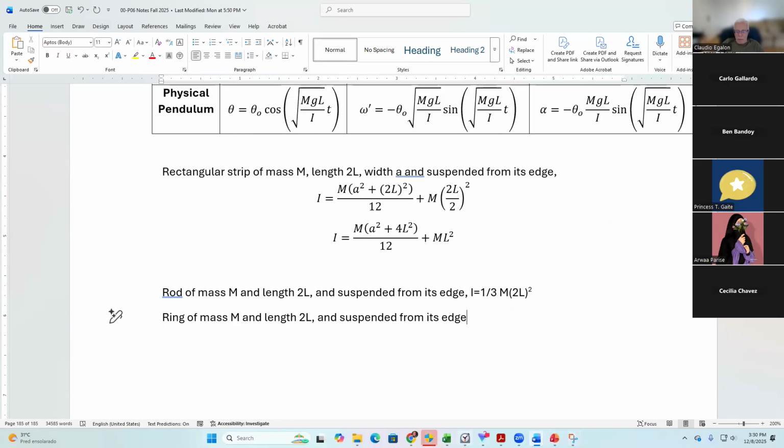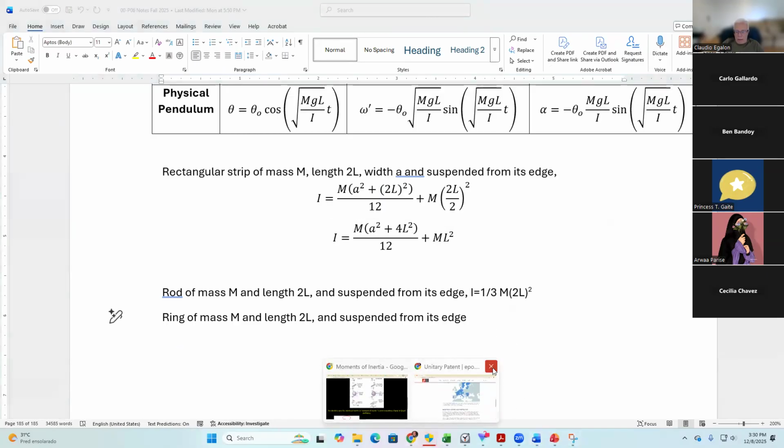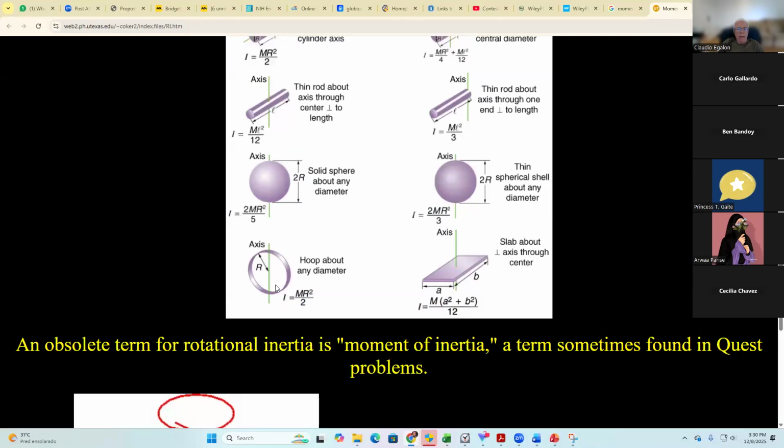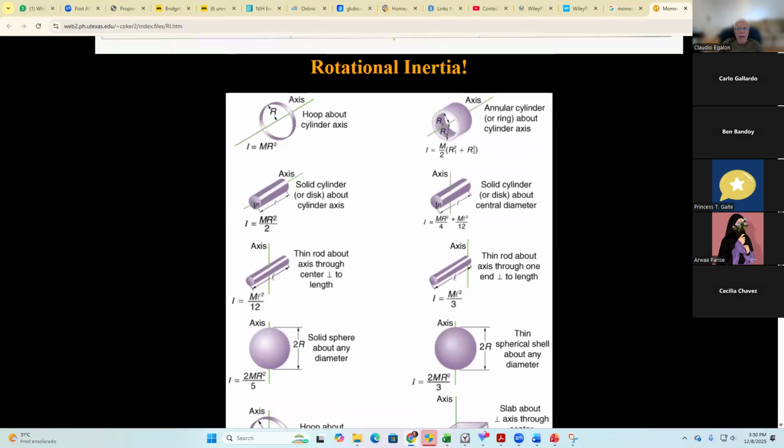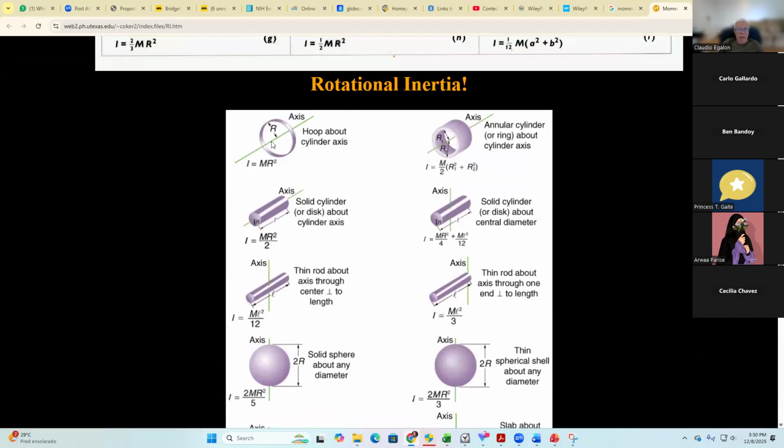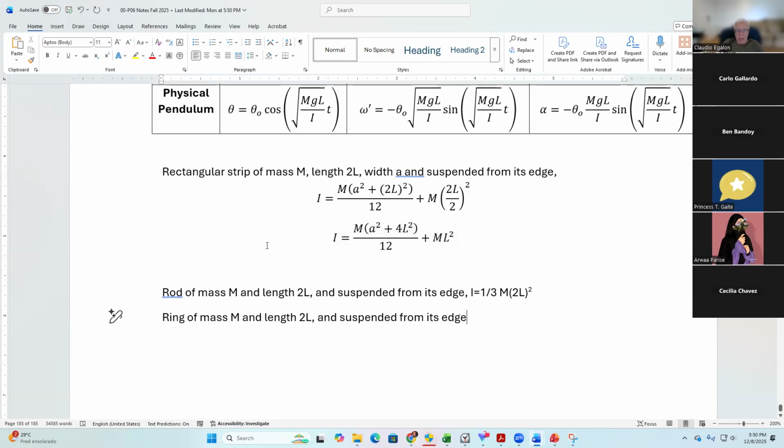Suspended from its edge. Let's do this other one here. I need to close this one. Here you go. The hoop or the ring. The axis passing through the center, but we want now this axis at the edge of the hoop, at the edge of the ring. And then what would that be? That's what's called, I'm going to put the general formula, okay? The I_CM, plus M D squared.